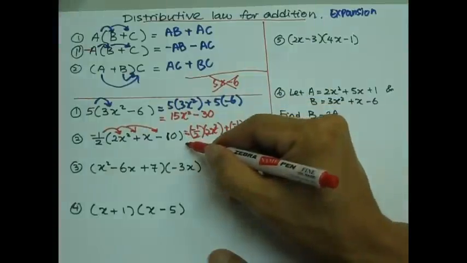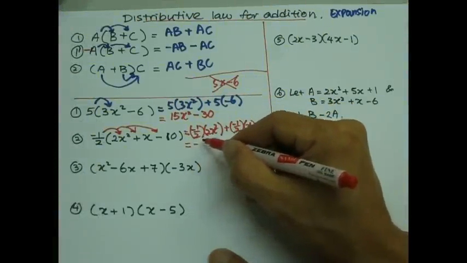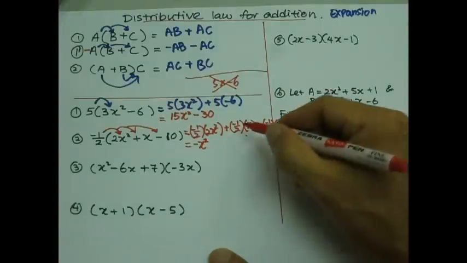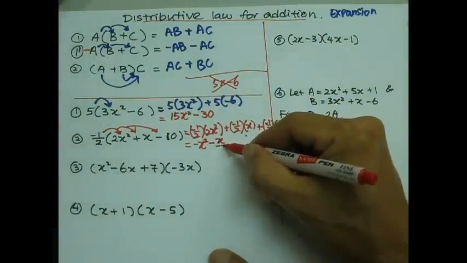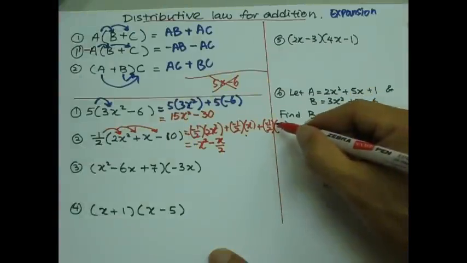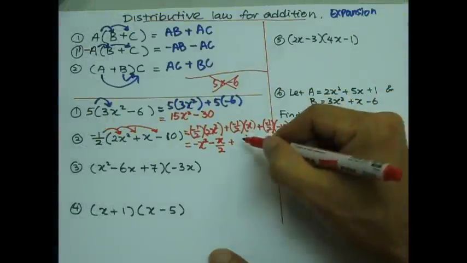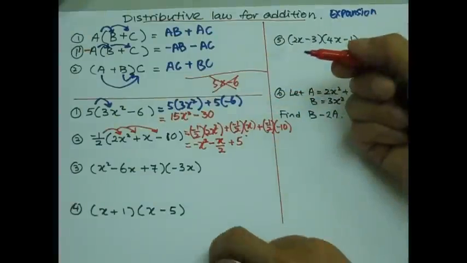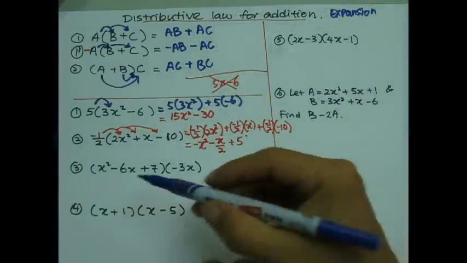Okay, so here negative half times 2 gives me 1, so it's negative x squared. Here I get negative half x, or negative x over 2. Here negative becomes positive, so positive half times 10, that's 5. So that's my answer. Right, next one.